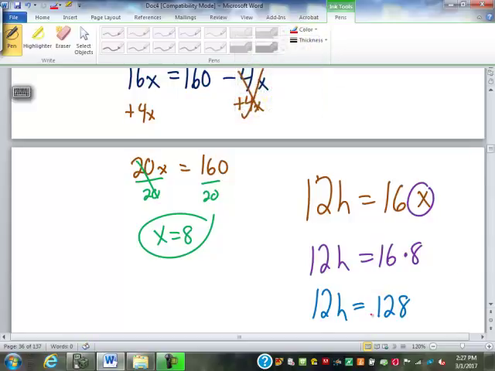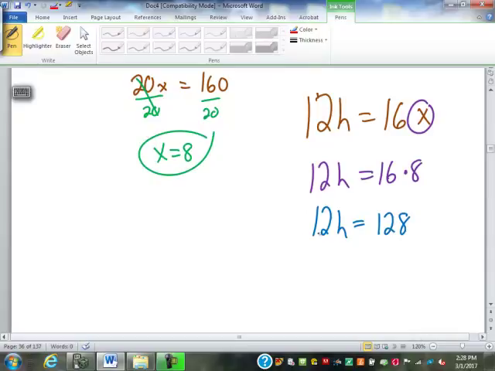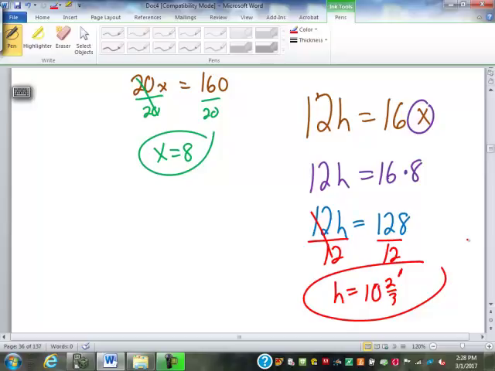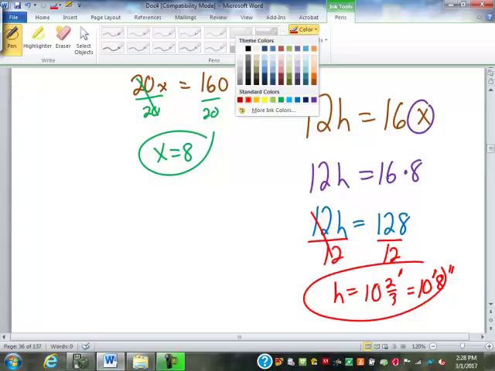So then we divide by 12 to get h. If we divide by 12, h is equal to 10 and 2/3. Now 10 and 2/3 feet. At this point, have you guys started to see the pattern with 2/3 feet is how many inches? So 10 and 2/3 feet is 10 feet, 8 inches. Let's take a look at that.